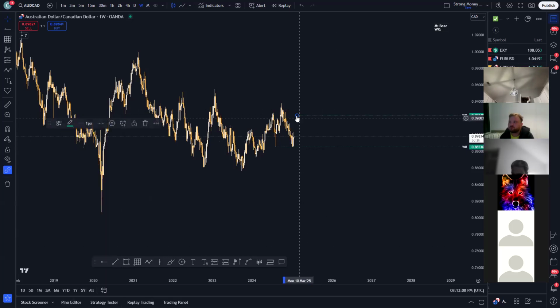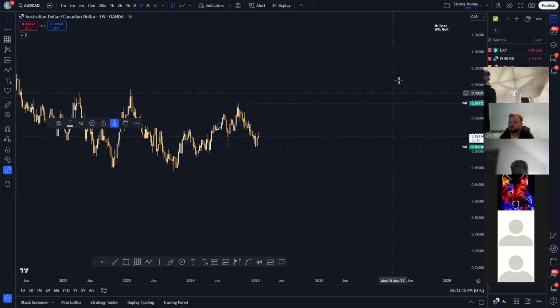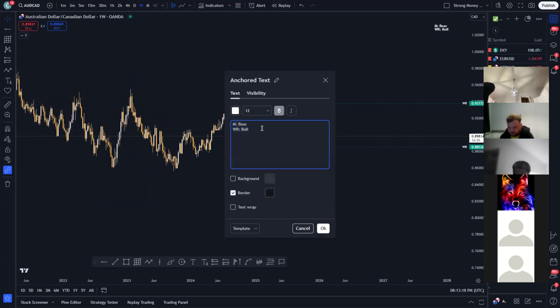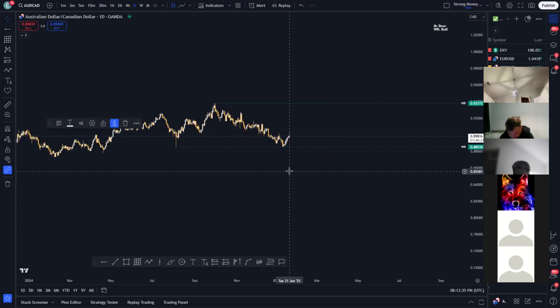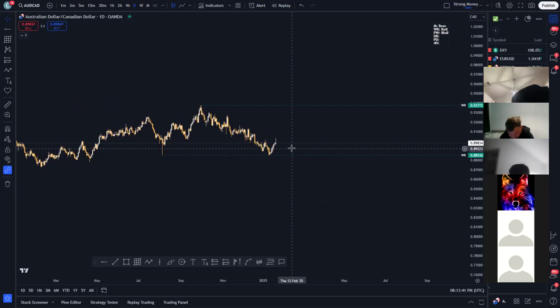Weekly range. Previous week inside. Daily range. Wednesday. Only thing is you're bearish on the daily. What are you looking at? You're looking at sells.